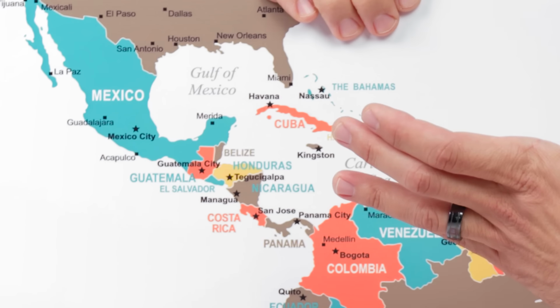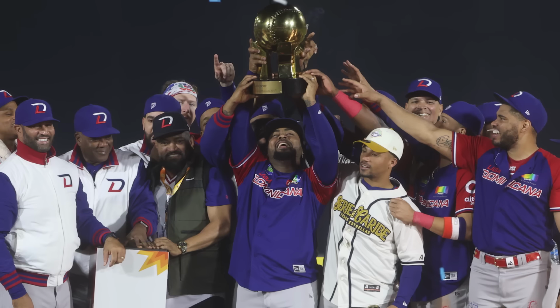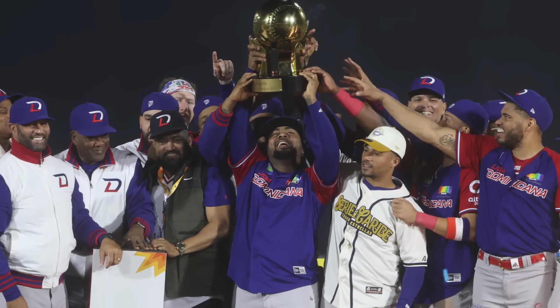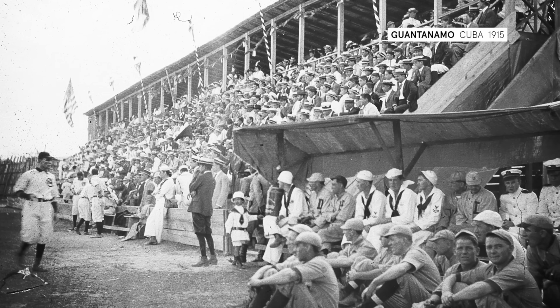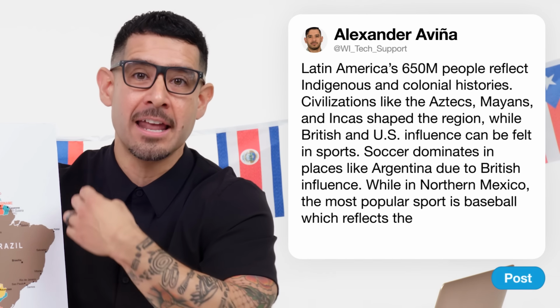But we work our way north to the Caribbean, to northern Mexico. There, the most popular sport is baseball. Wherever baseball is the most popular national sport, that reflects a past history of US influence and intervention in that place, including in Cuba, where Fidel Castro was an avid baseball player and fan.